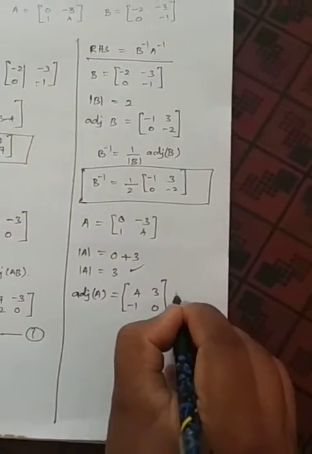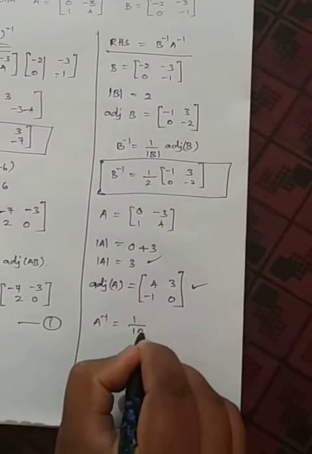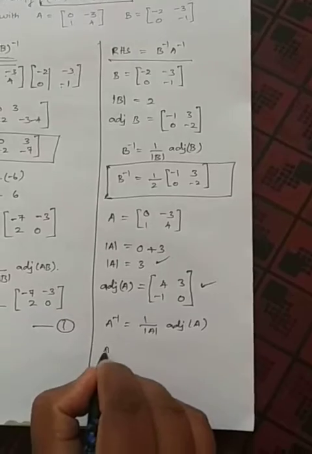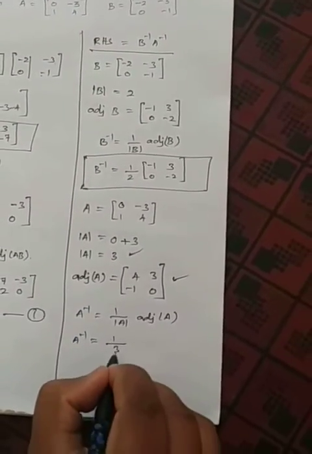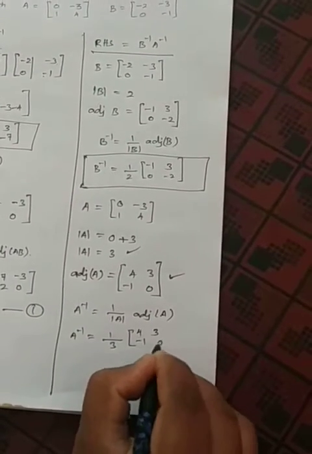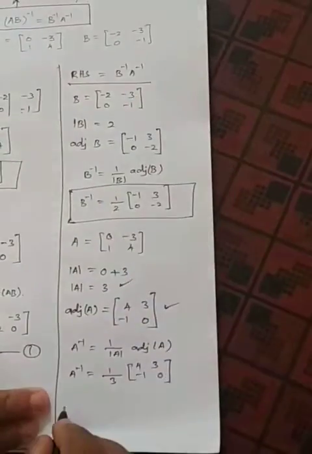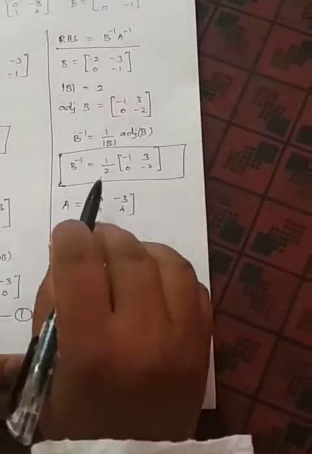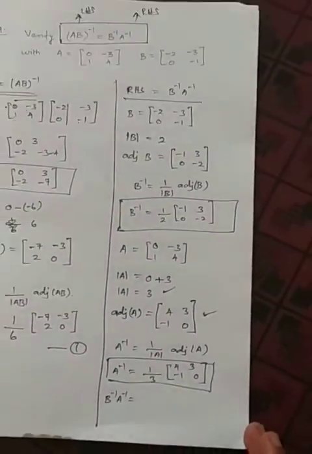Now determinant A is there, adjoint is there. Now A inverse, that is nothing but 1 by determinant A into adj A. You need to calculate. So A inverse will become 1 by determinant A value is 3 here, adjoint A is here. We are getting 4, 3, minus 1, 0. Now the final step we need to do, that is B inverse A inverse, you need to multiply. What is the B inverse value? We are having A inverse value, this one. We will do in some other pages.